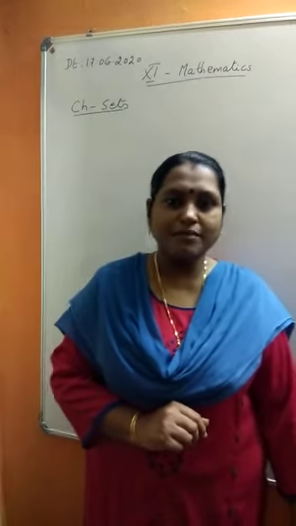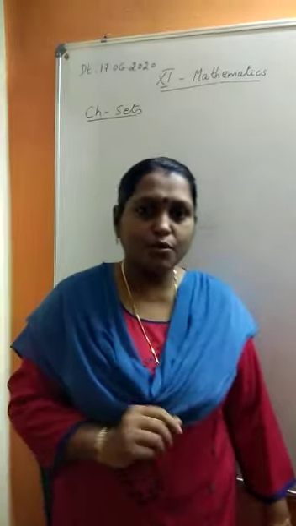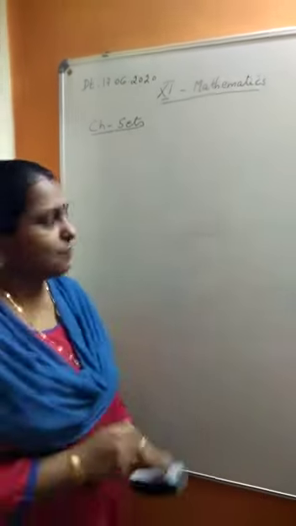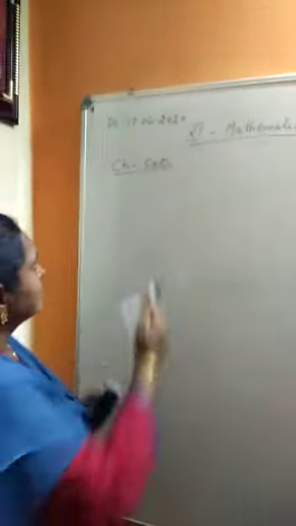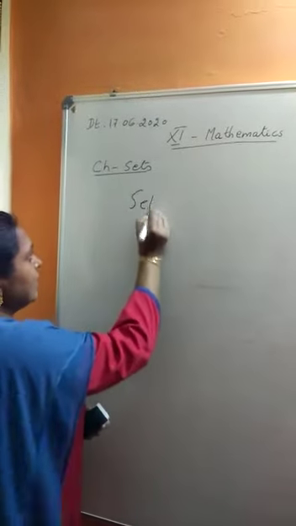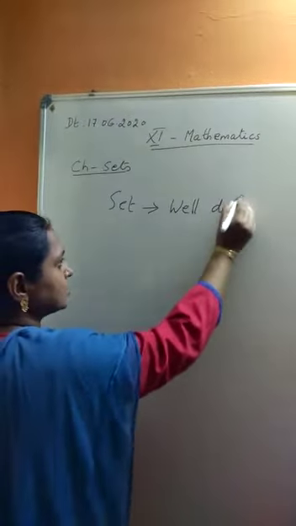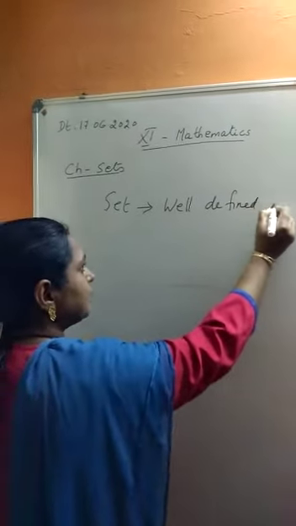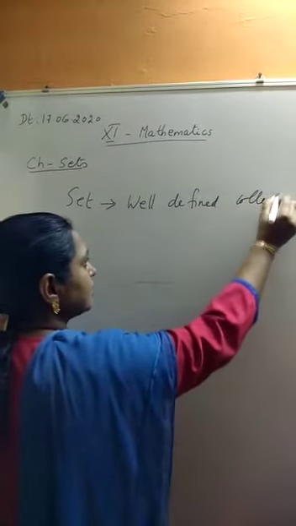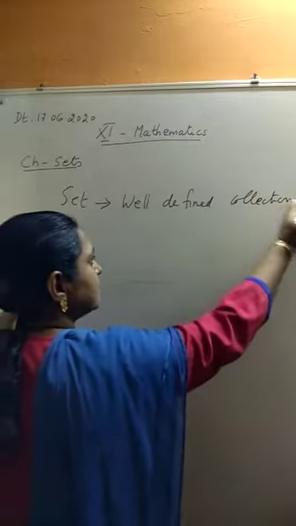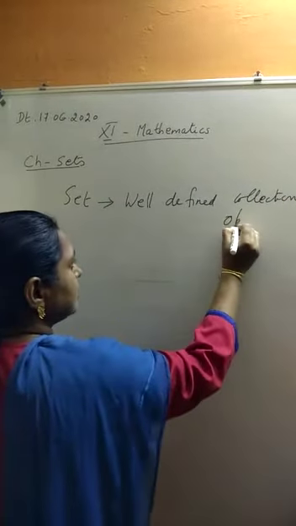You are familiar with the word set, but you don't know the mathematical definition of a set. A set is a well-defined collection of objects. This word well-defined is very important. What is the meaning of this word well-defined?